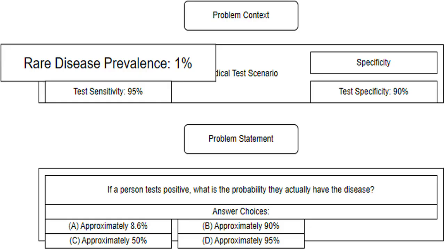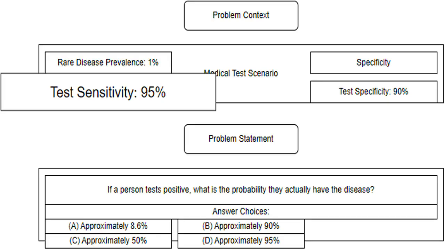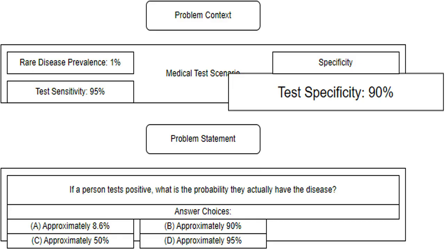A rare disease affects 1% of the population. This is P(disease), the prior probability of having the disease before considering the test result. The test correctly identifies 95% of people who have the disease. This is the conditional probability P(positive|disease). The test correctly identifies 90% of people who do not have the disease. This is the conditional probability P(negative|no disease).